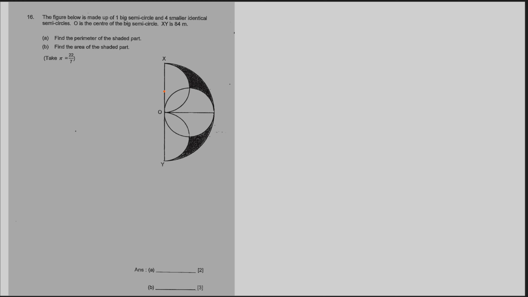Ask yourself, which one is the shaded region? What I see is this. I see this. I also see this. I also see this. Right? Plus, let me use a different color. I see this. I see this. And I see this. And if I'm not wrong, I think it's the same.